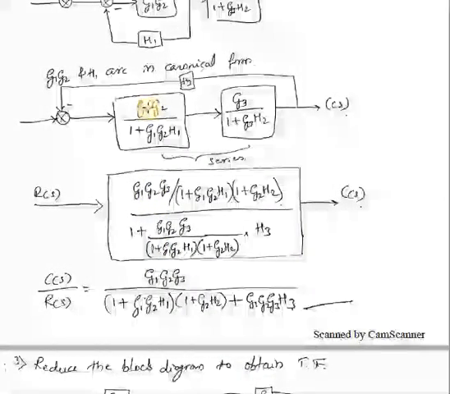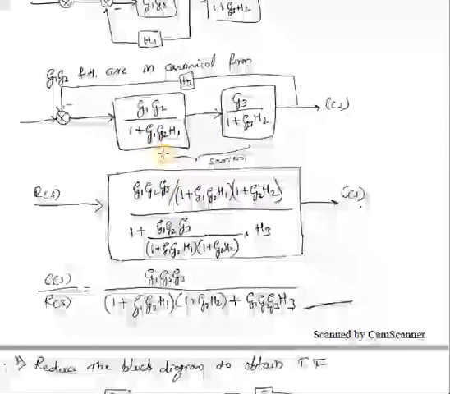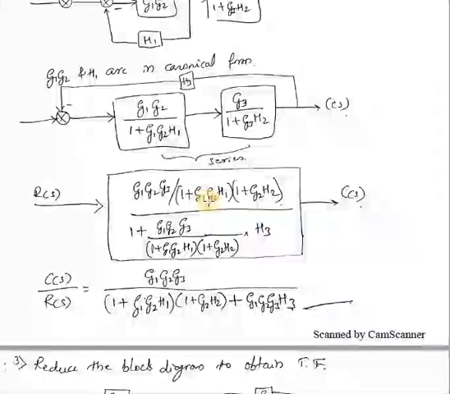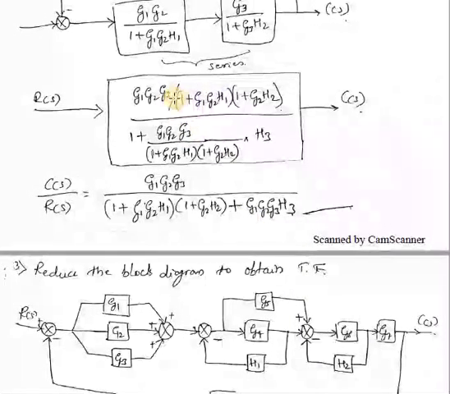If you take the series combination, you write the product G1 G2 G3 divided by 1 plus G1 G2 H1 into, again one more bracket, 1 plus G3 into H2. When you replace these two by a single block, divided by, because it is forming the canonical loop with H3, 1 plus this numerator as it is into the transfer function of the feedback block, that is H3. Now for the simplification, keep the numerator as it is.